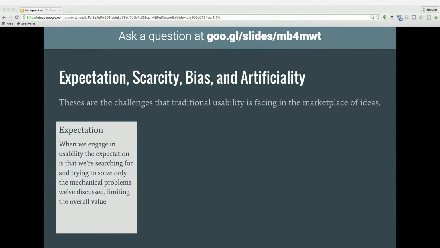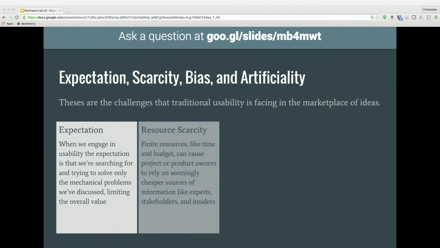So expectation. When we engage in usability, the expectation is that we're searching and trying to solve only mechanical problems, limiting the overall value of what we're doing. So people will say, okay, I'm not going to do usability because we've twigged that usability is only solving mechanics, and we think we've got our mechanics right. We've got a UXer on staff. He knows all the mechanics. We don't need to do usability. Well, that's laughable on other levels, but this is a persistent problem.